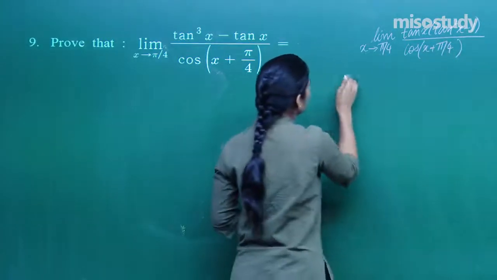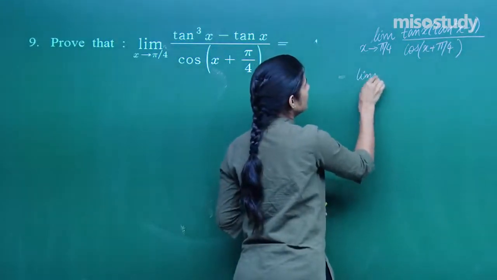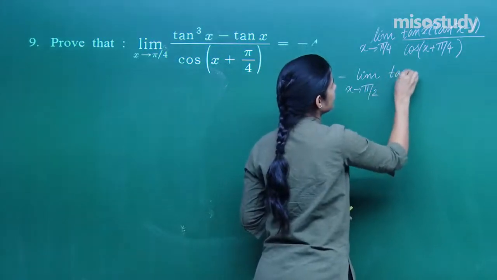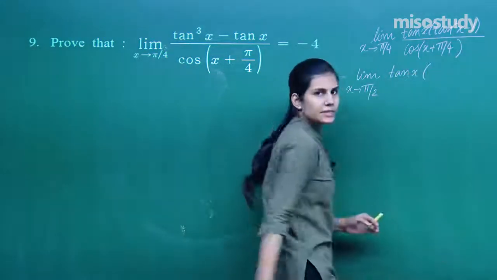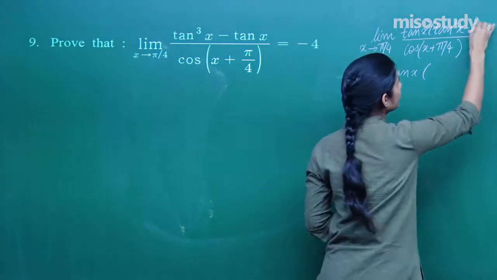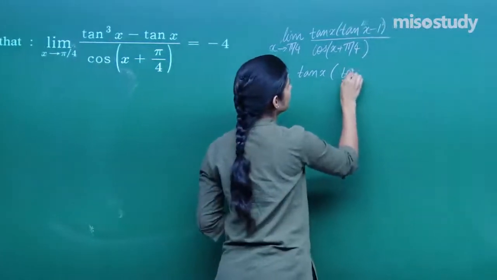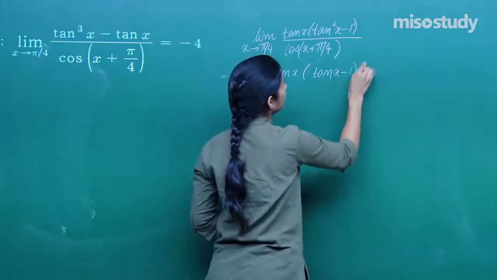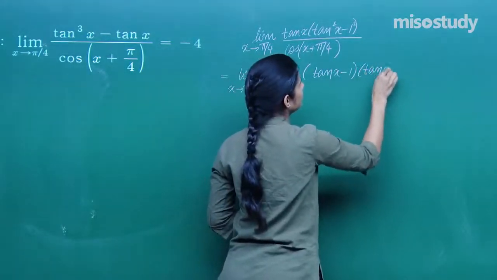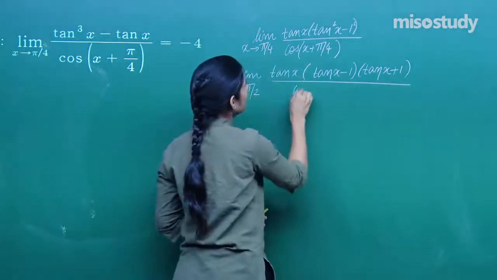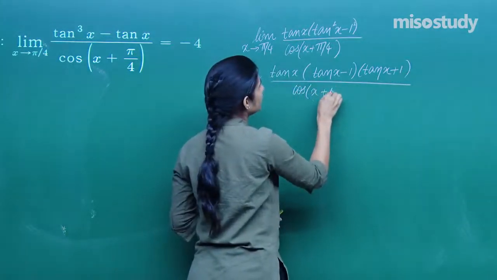Fine. This is equal to limit x tends to pi by 4, tan x is there, a square minus b square. Tan square x minus 1 can be written as tan x whole square minus 1 whole square. That is tan x minus 1 into tan x plus 1, since a plus b into a minus b is a square minus b square, upon cos of x plus pi by 4.